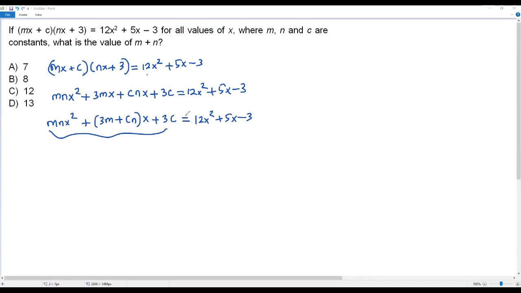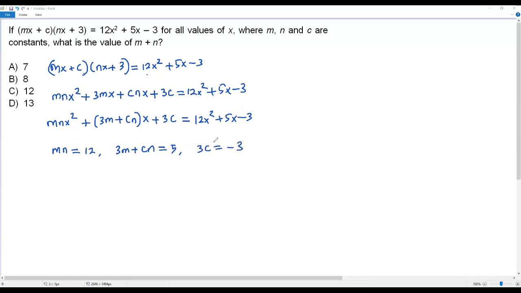Okay, here we have a quadratic expression and here we have a quadratic expression. Whenever two quadratic expressions are equal, the coefficients of x² must be equal, the coefficients of x must be equal, and the constant terms must be equal. So the coefficient of x² on the left side is mn, and on the right side is 12, so mn = 12. The coefficient of x on the left side is 3m + cn, and on the right side is 5, so 3m + cn = 5. The constant term on the left side is 3c, and it must equal the constant on the right side, so 3c = −3.